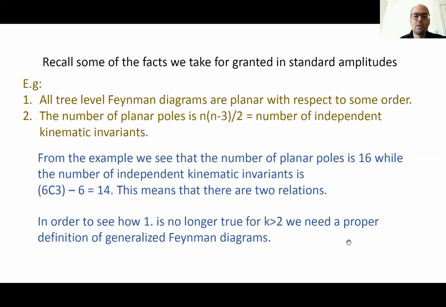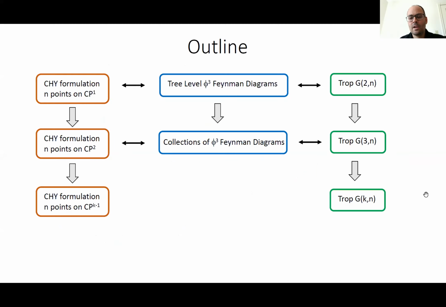Now to see how number 1 also generalizes, or that it is not true, we need a proper definition of the generalized Feynman diagrams. And that's where we are now. So we have done the part of tropical Grassmannians, we have generalized that, we have generalized this part, and now is the time to go from regular Feynman diagrams to what generalizes that for the case of the tropical Grassmannian 3N, or for the CHY formulation on CP2. And these are what are called collections of Feynman diagrams.